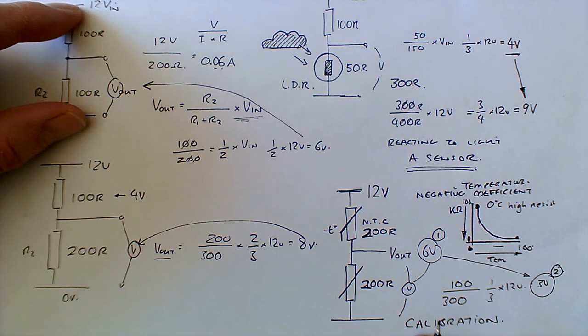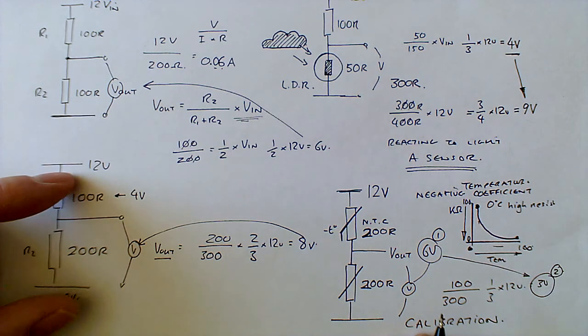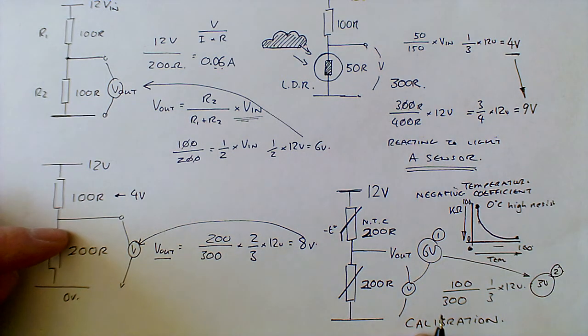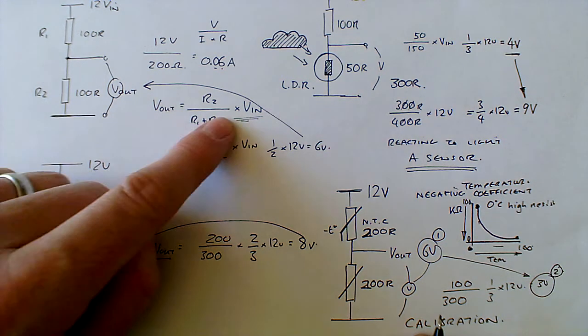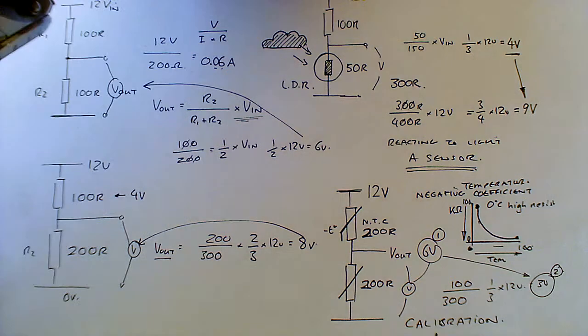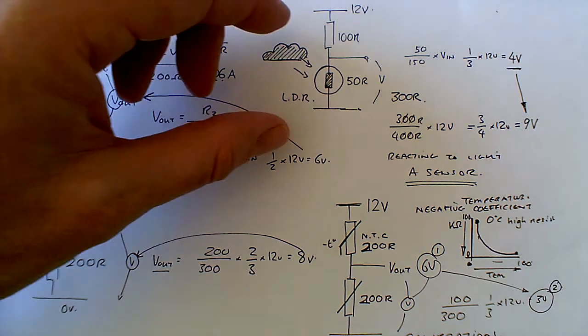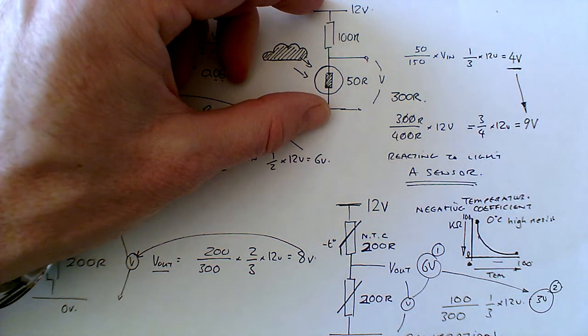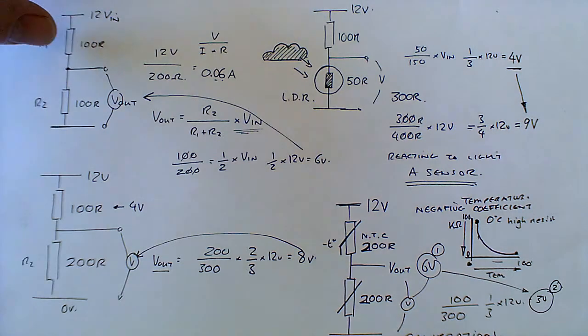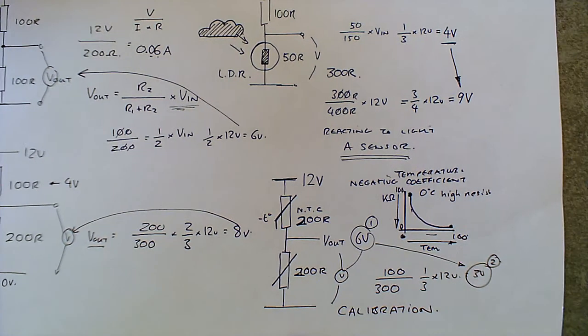So hopefully that's been useful. Hopefully you can understand now that's how a potential divider works. So it creates a fraction using this formula, which you do need to learn, and it can be applied in a number of circuits specifically to do with sensors.